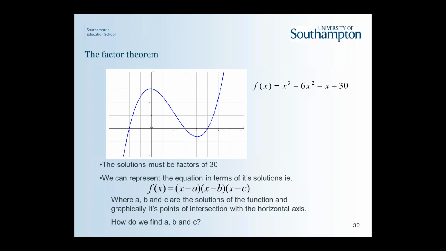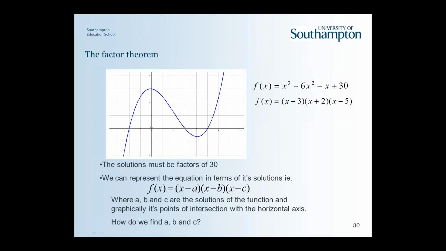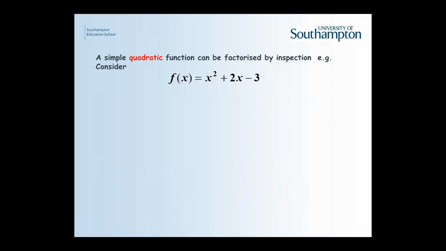Trial and error. If you were to leave this to the students, they would probably just try numbers. And amazingly, on this occasion, they would be absolutely correct to do that. Because actually that is what we do for the factor theorem, to find A, B, and C.